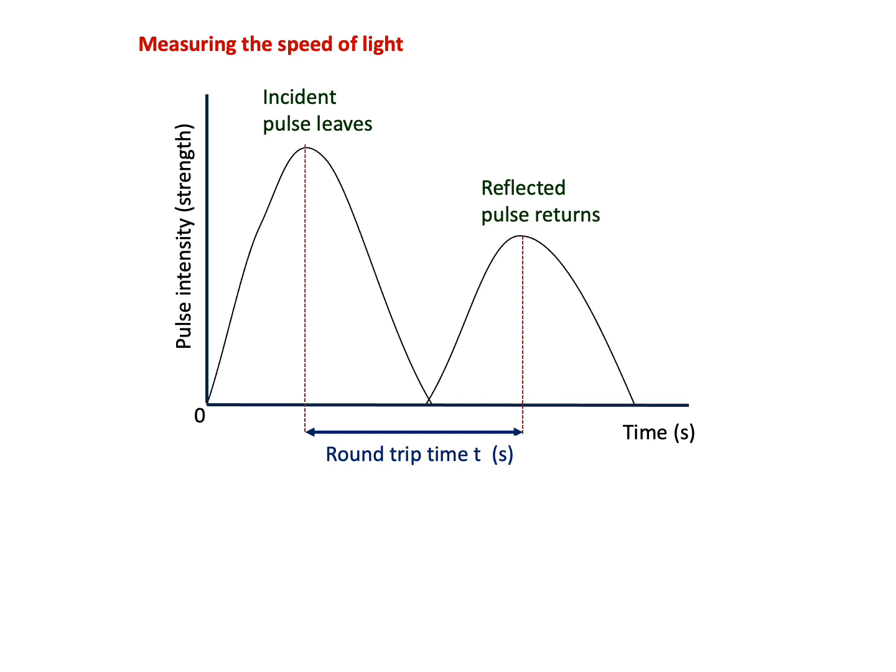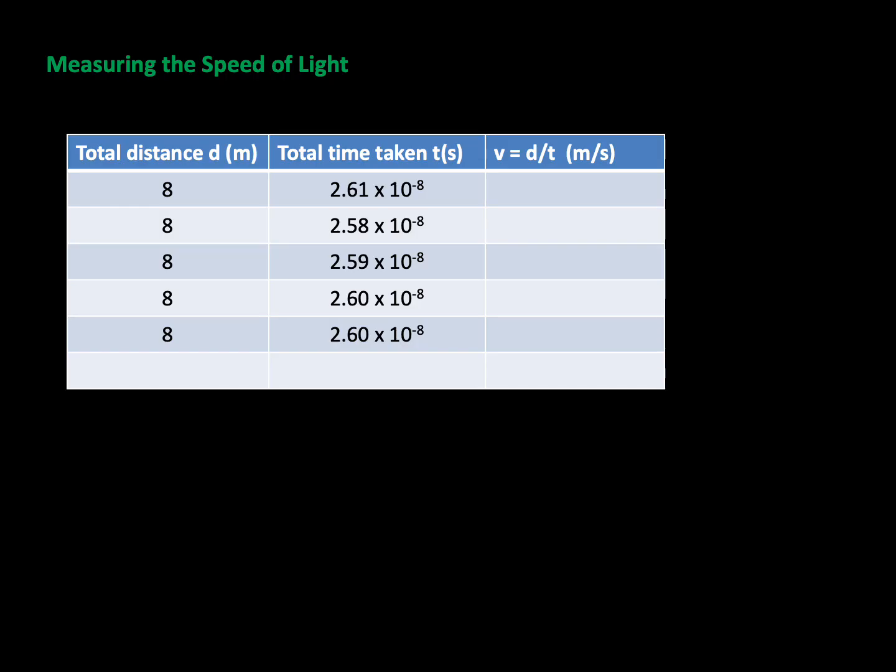Now when we do this experiment, we repeat it several times and we get results something like this. So for a round trip distance of 8 meters, that's 4 meters to the mirror and 4 meters back, you can see the sorts of time we get. They're all roundabout 2.6 times 10 to the minus 8 seconds. The reason we need the special oscilloscope, incidentally, is to measure these tiny little times down to 10 to the minus 8 seconds. It requires a very accurate oscilloscope.